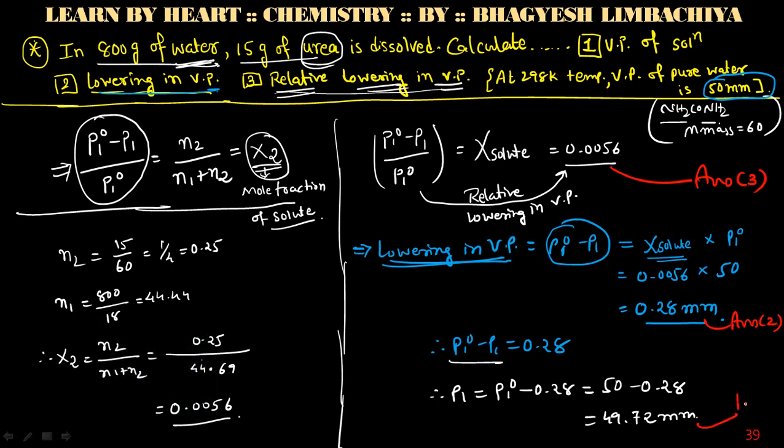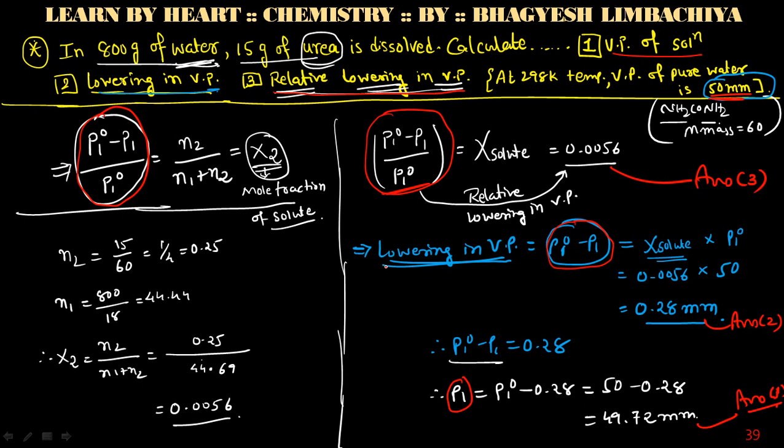So students, the overall point is that all three terms should be clear to you. What is P10 minus P1, what is P10 minus P1 upon P10, and what is P1. So all the things are asked. Sometimes you will be given P10 and you will be asked the relative lowering in vapor pressure. At that time we know that relative lowering in vapor pressure means you are asked P10 minus P1 upon P10, isn't it? At that time you don't have to do anything else, just find this out. Even if P10 is given, you don't have to use it. That's it. You have to remember that.